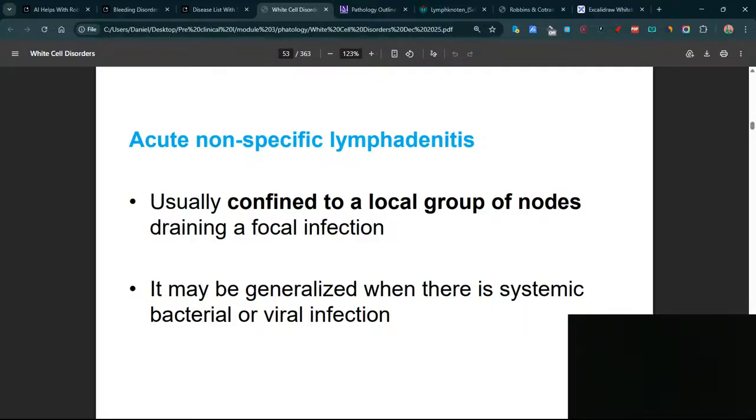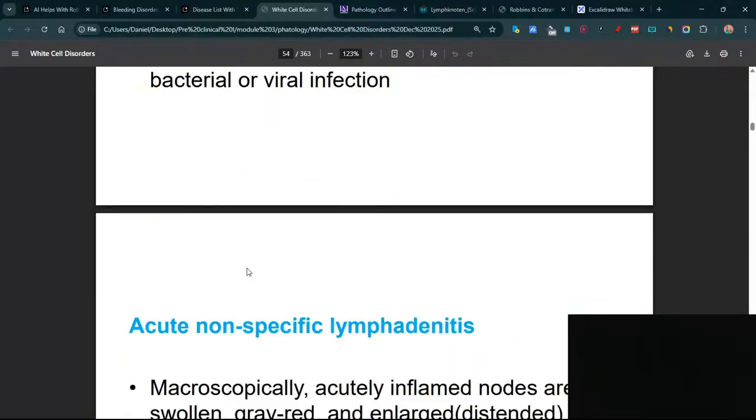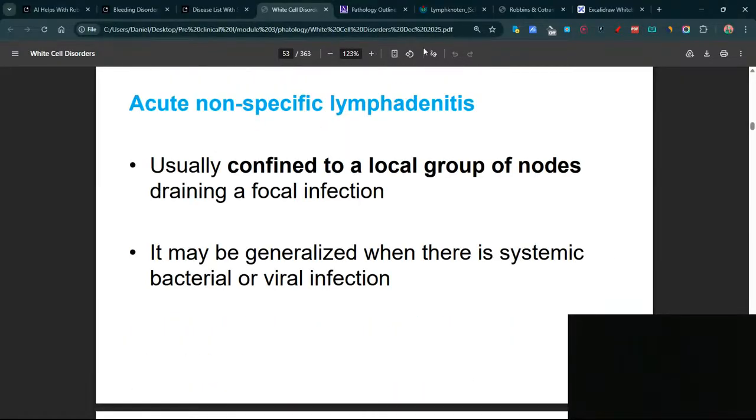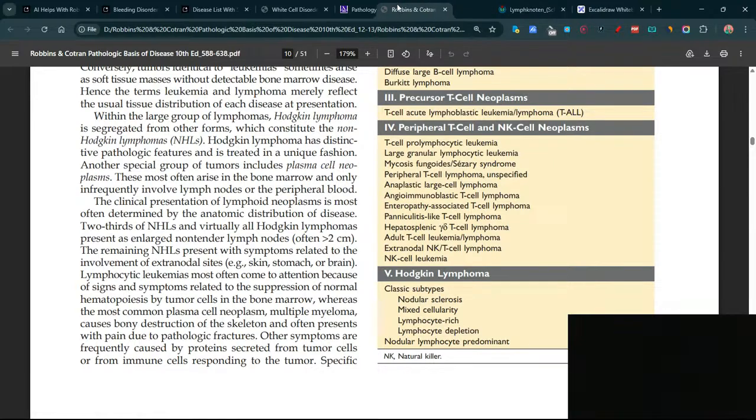Alright, it's local. What about local, versus systemic? So this is local, and we will read it further in this book.